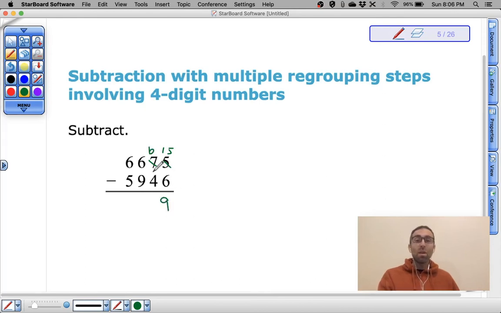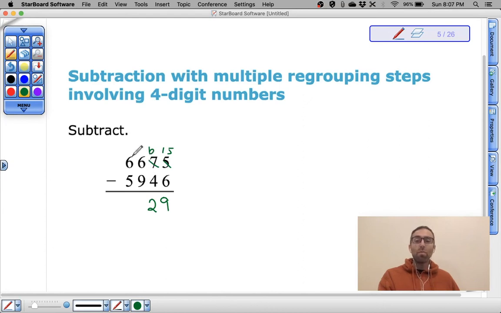6 minus 4, I can do that. Just because I had to borrow over and over again before doesn't mean I'm always going to have to borrow. 6 minus 4 I can do, so that becomes a 2. I'm going to go to the next part of the problem, 6 minus 9. That I can't do because the 9 is bigger than the 6.